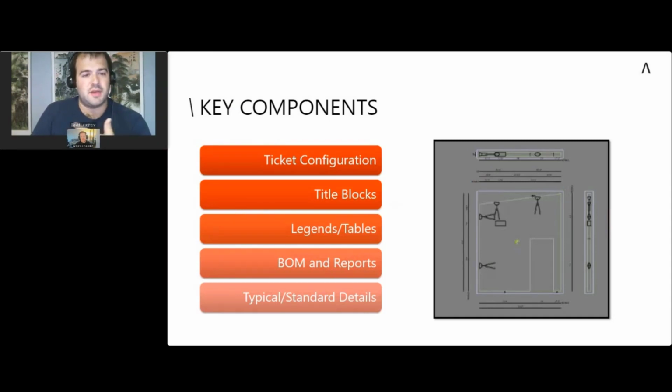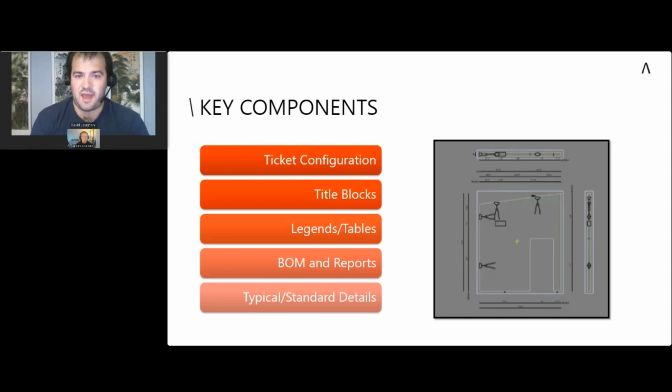Our ticketing automation basically consists of a couple of key components. And some of these are going to be very familiar. We have formats for title blocks. We have formats for legends and tables and bill of materials. But in addition to that, we have the intelligence to automatically fill out a lot of these things based on data that's in a model.